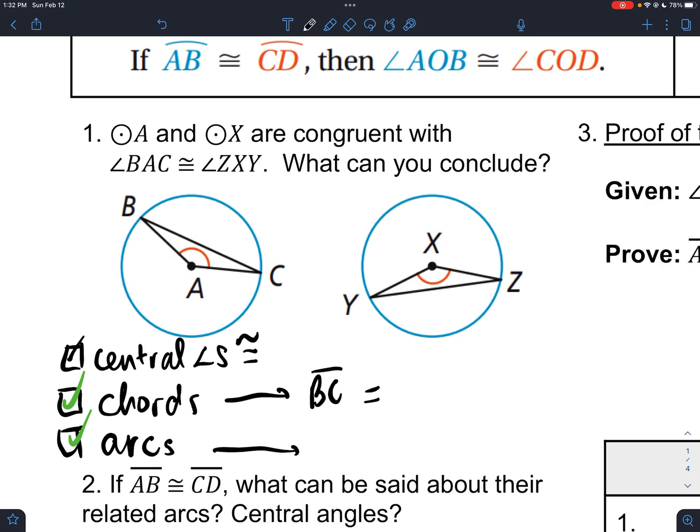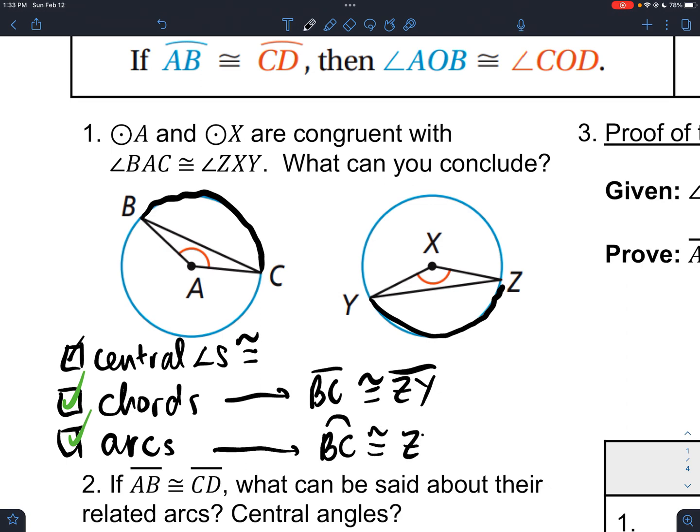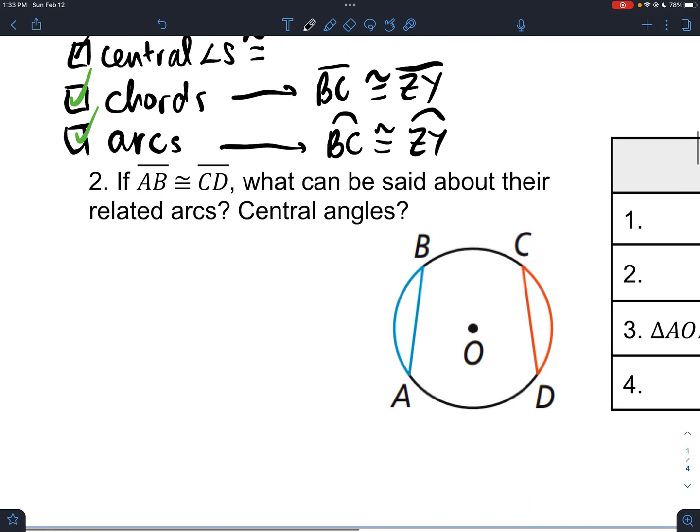So how would you say that? You would say that the chords BC and ZY are congruent, and their arcs, so this arc that the central angle is opening up to, those arcs are equal too. Okay, so it's like it's all three vocabulary terms. If one of them is equal, all of them are equal.